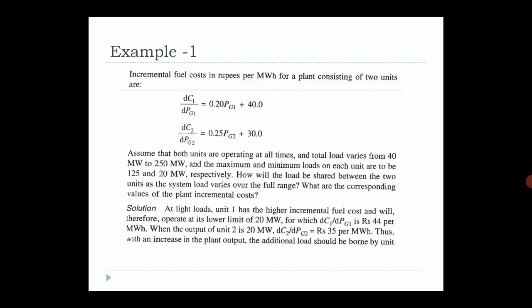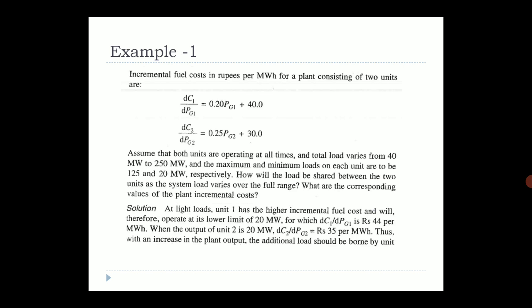Okay, so with this we'll start the example that the book talked about. In this example, two generators are given, a very interesting one. These two generators have two different ICs, given by this equation. Generator 1 has an IC that is a function of only the real power generated by generator 1, and the second IC is only a function of the real power generated by the second one.